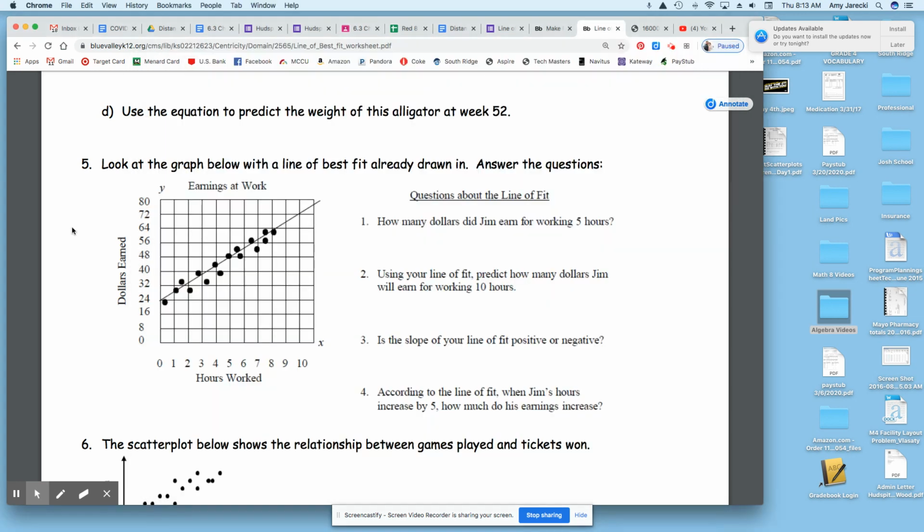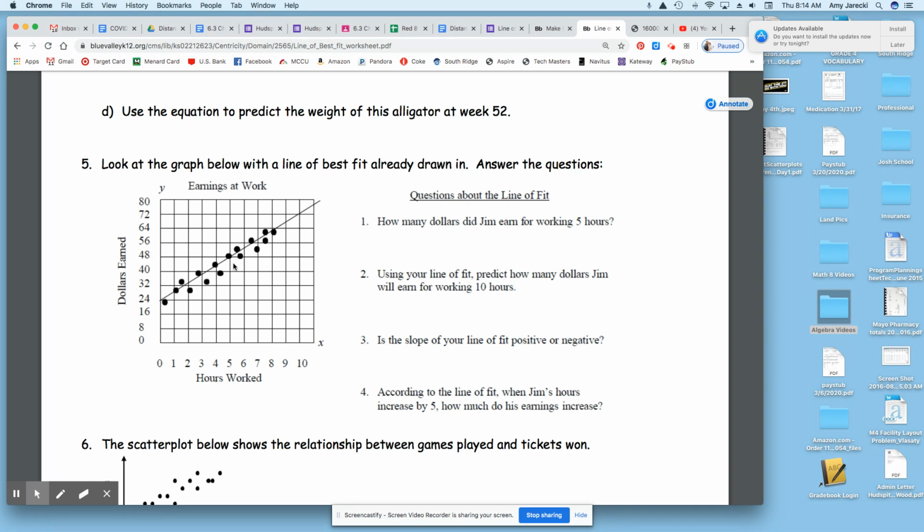Number 5, here's our equation. So we are looking at earnings at work, hours worked, dollars earned. So how many dollars did Jim earn in 5 hours? Looking at 5 hours, we go up to the line, and I would say right at $48. Now, when we're using this to predict, we are using the line at all times. Notice there is a dot here that looks like it could be $49 or $50. It's a little above the line of best fit. Don't go off the points. Go off what the line of best fit says.